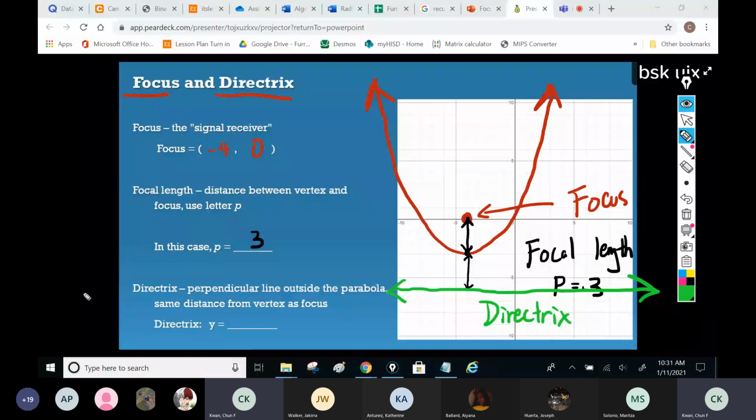So the directrix is the perpendicular line outside. The keyword is outside. Outside of the curve of the parabola, same distance from the vertex as the focus. So you've got to understand the focal length. One of them is here, the other one is here. They're the same length. So the directrix in this example is y equals -6.